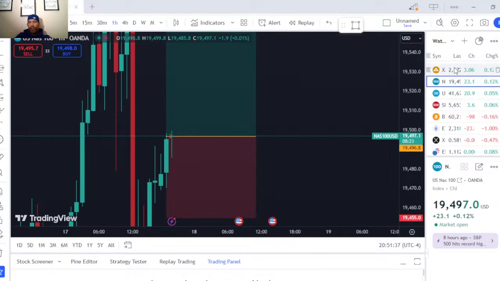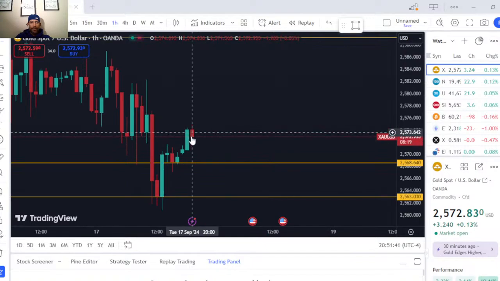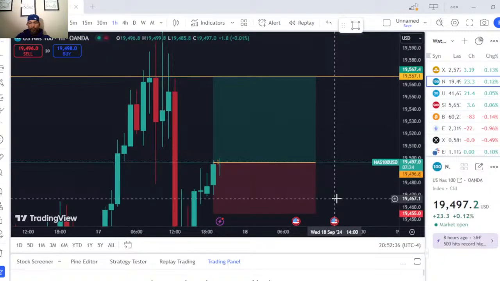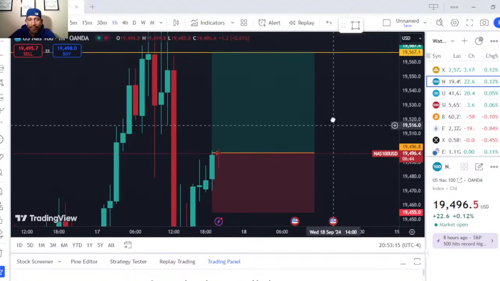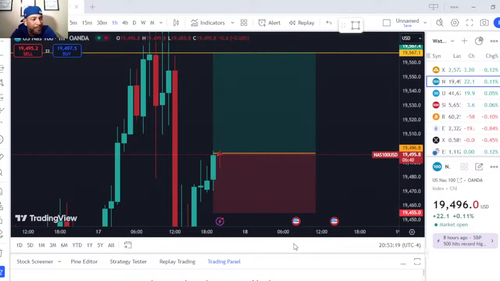We got 9 minutes of candle closures here. Let's take a look at the gold. Oh, gold came further down, made a steeper wick, but all right, Danny, you're in. All right.